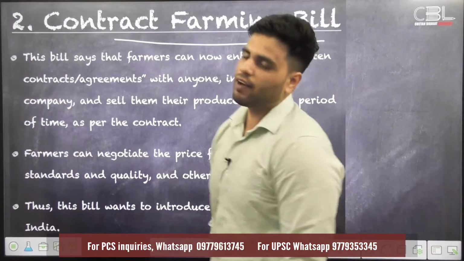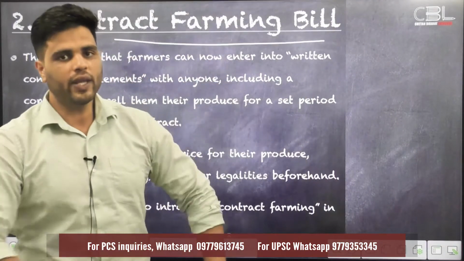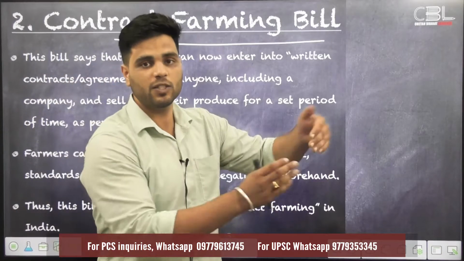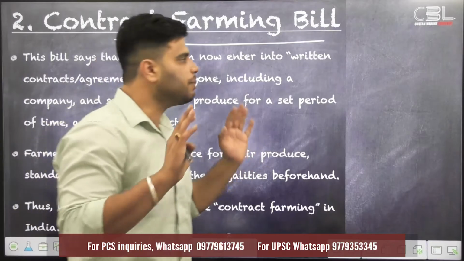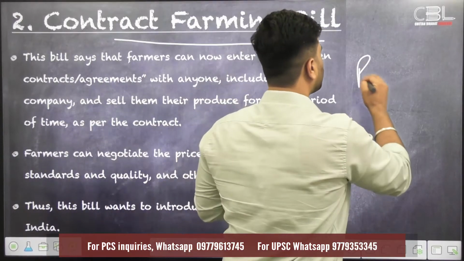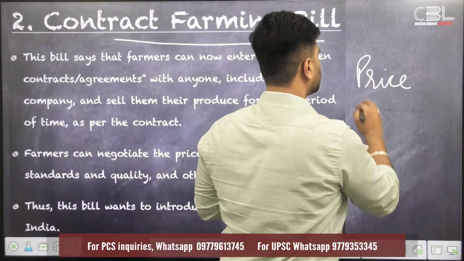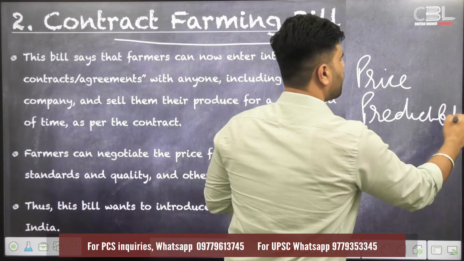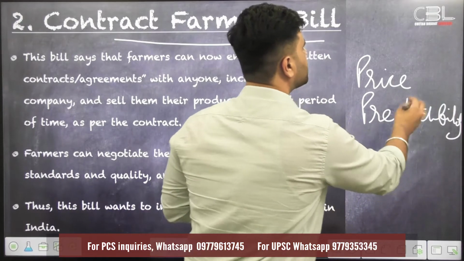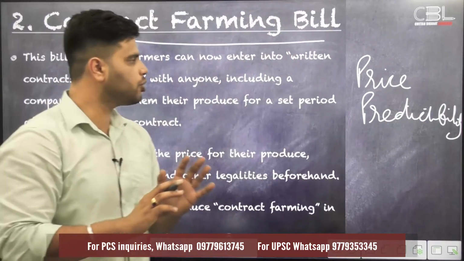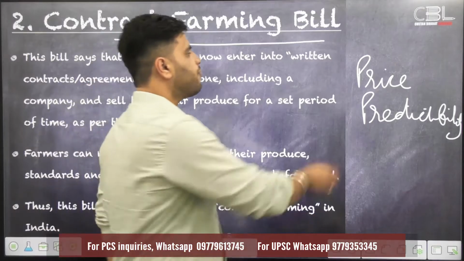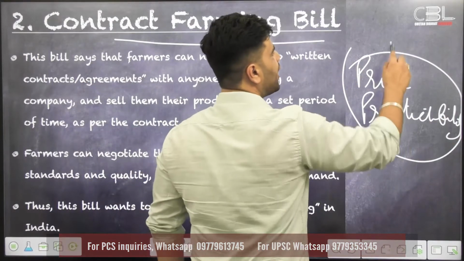Now, what is contract farming? You see, what the government is doing is, and that is why farmers actually believe that government is doing away with the MSP regime. What MSP regime does is it provides price predictability to farmers, right? Farmers are assured of a fixed return. They have been told about the prices they will get for their produce beforehand. All right. So farmers get price predictability through MSP regime.